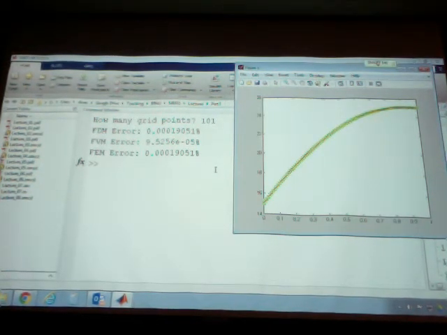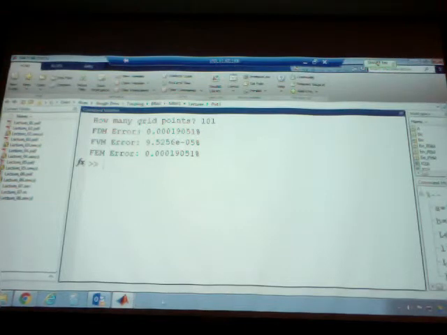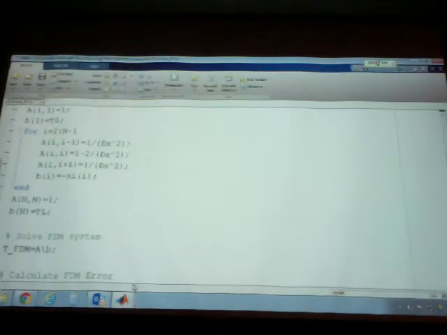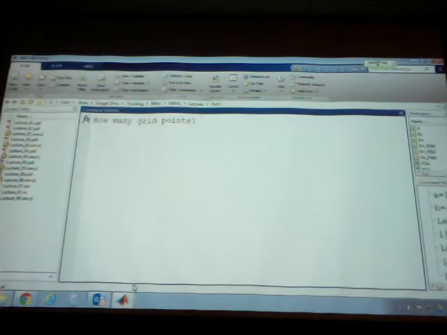All right, and same thing. These are the numbers you have to report. That's the plot you have to report. And then you need to do this for 11 points, 101 points, and 1,001. So it's three different resolutions, three methods.